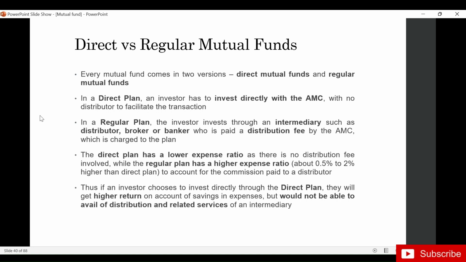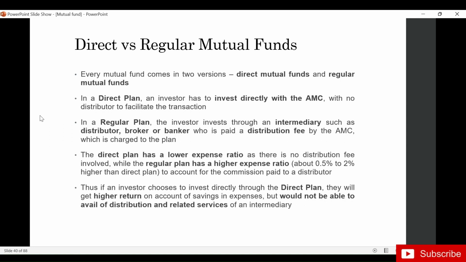The direct plan obviously has a lower expense ratio because there is no distribution fee involved, whereas the regular plan has a higher expense ratio, and this expense ratio is usually about 0.5% to 2% higher than the direct plan, and this is done to account for the commission paid to the distributor.